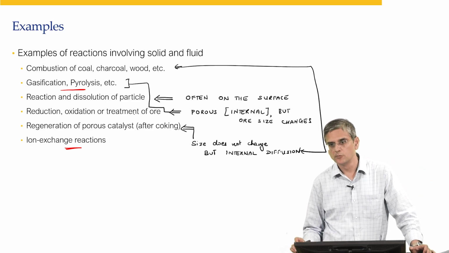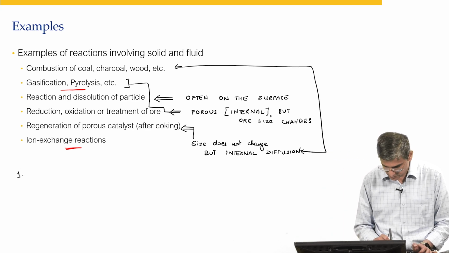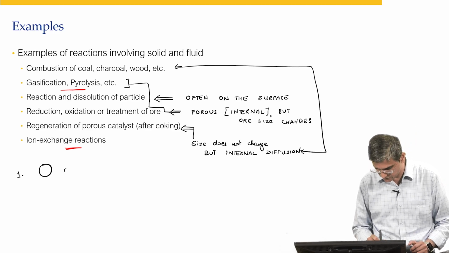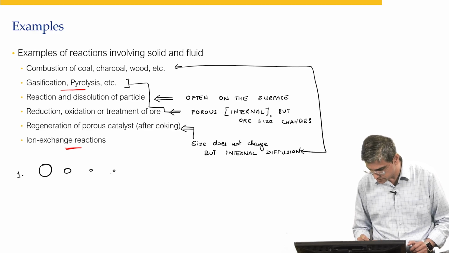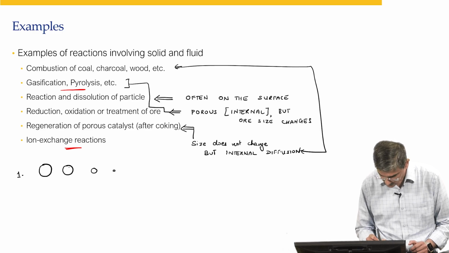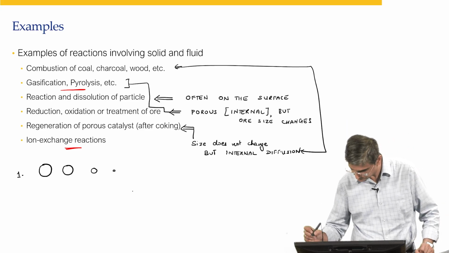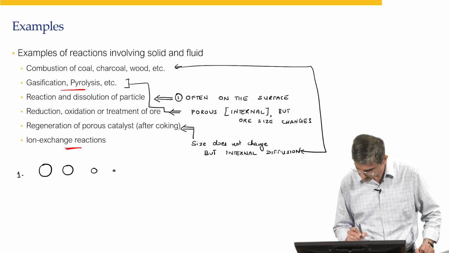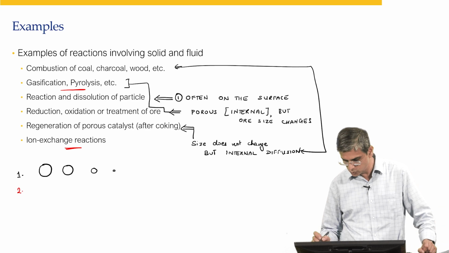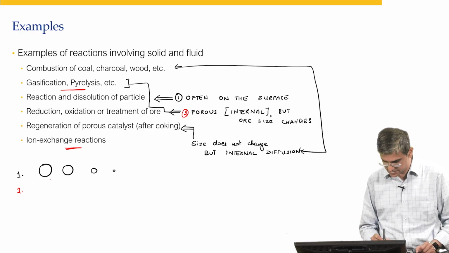So broadly speaking, the cases that you will have: the first case is reaction and dissolution of a particle. You have this particle of this size, the particle size keeps changing, and the reaction is taking place on the surface only. Case number 2 is where it is porous and the size keeps changing.